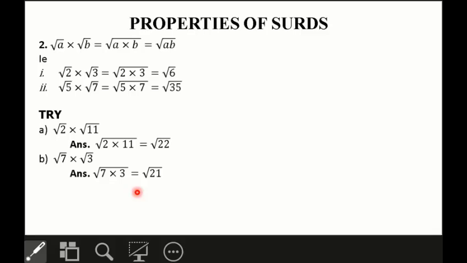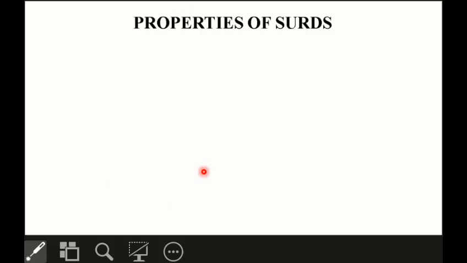Excellent. Then the next one, which is root 13 times the root of 6. What will be the answer? That will give us the root of 13 times 6, and the result will give us what? The root of what? 78. Excellent. You have done a good job. So let's move on to the next property. That's property number 3, which is A times root B is the same as A root B.